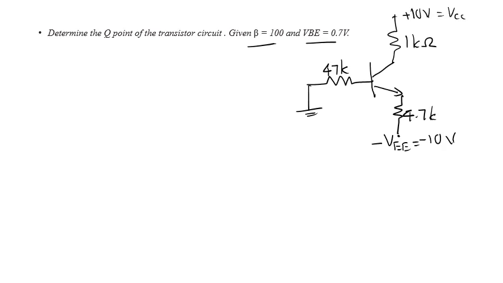So here you have an emitter resistance connected to minus potential of 10 volt, and a 47K resistance at the base, and a 1K resistance at the RC, the collector side, and then a plus 10 volt VCC. So we have to get the Q point. That means you have to calculate VCE and IC of the circuit corresponding to these conditions.